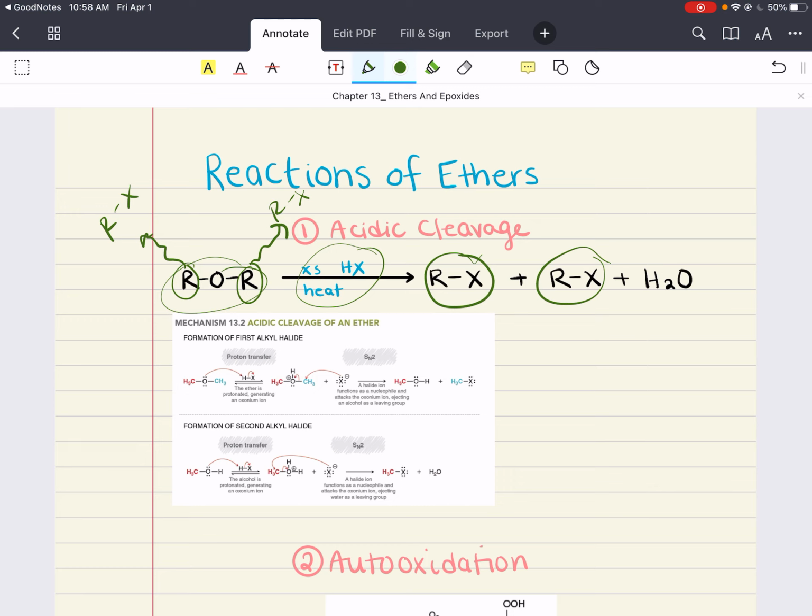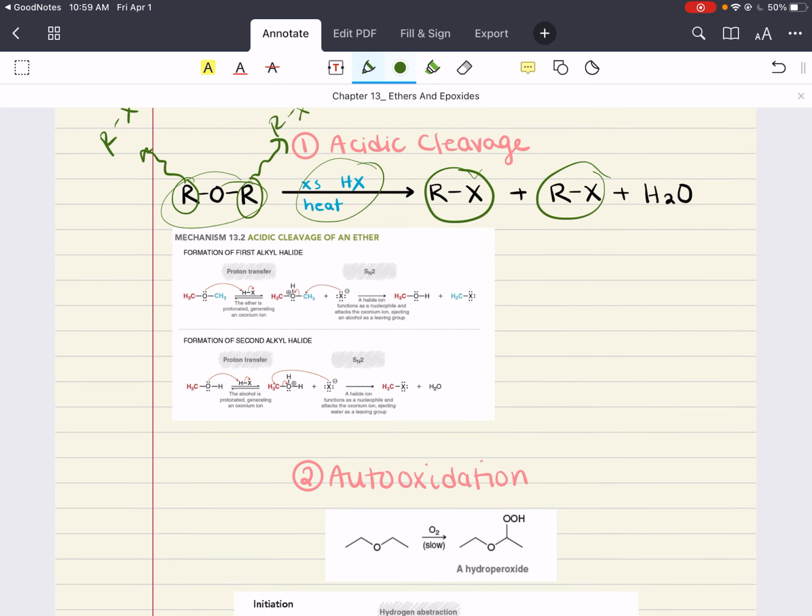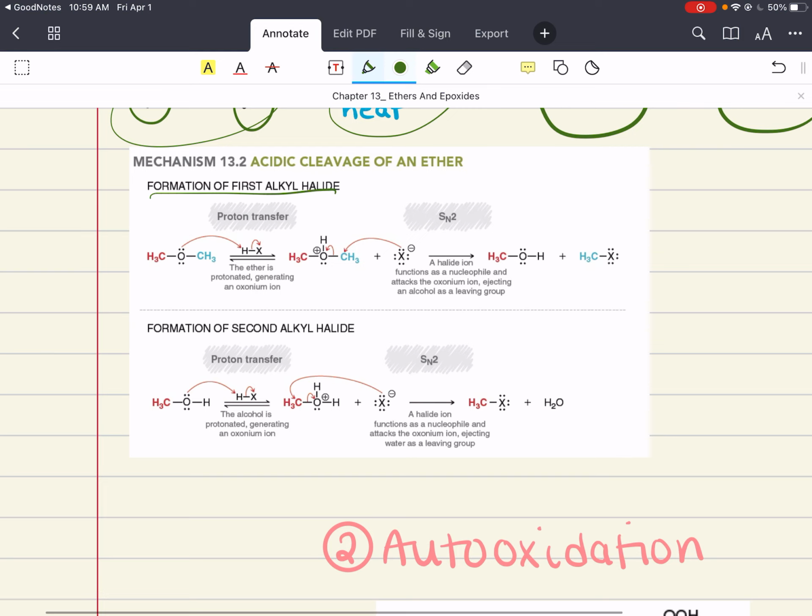All right, this involves two substitution reactions. The mechanism involves two big steps. The first one is formation of your first alkyl halide, which proceeds through proton transfer and then an SN2 reaction. The ether is protonated. It generates this oxonium ion, which your halide comes in and functions as a nucleophile to attack it and eject the alcohol as a leaving group.